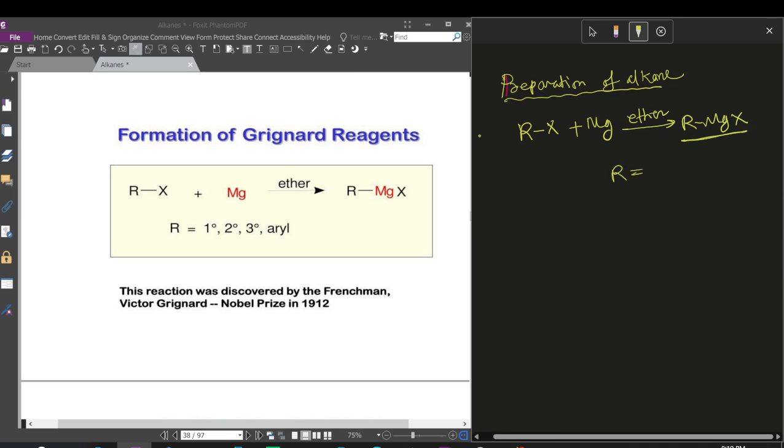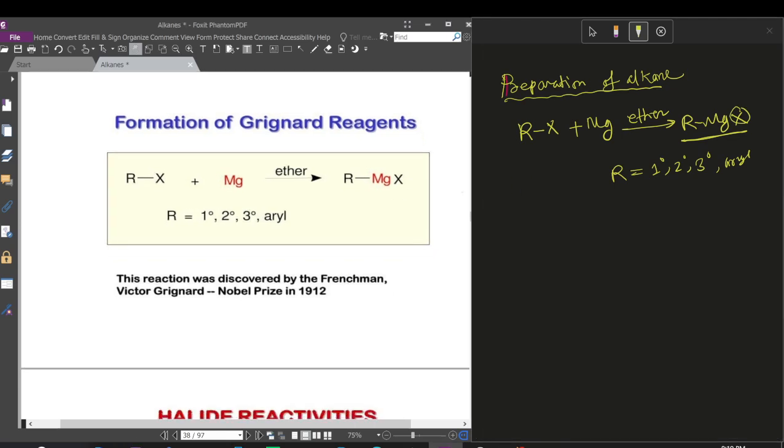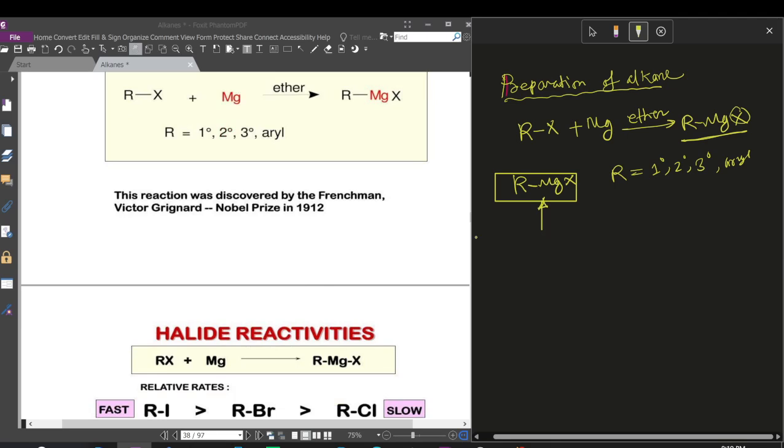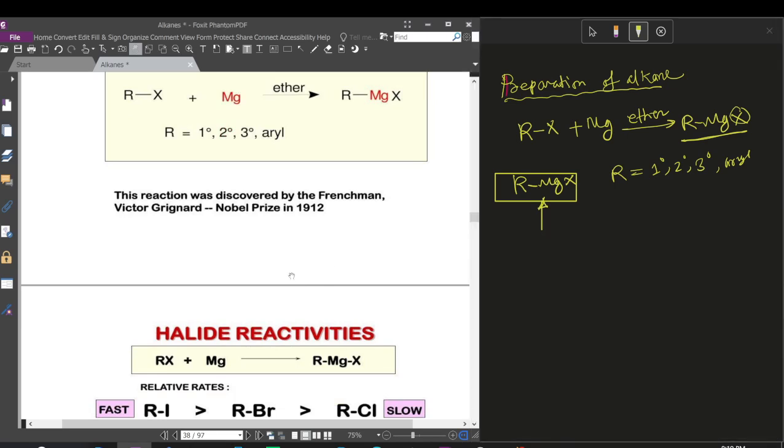The R can be primary, secondary, or tertiary alkyl, or aryl, and X can be fluorine, chlorine, bromine, or iodine. So this RMgX is called the Grignard reagent, which is very important in organic chemistry, because in most reactions for preparing alcohols, aldehydes, and ketones, we need the Grignard reagent, by which we can prepare them easily.